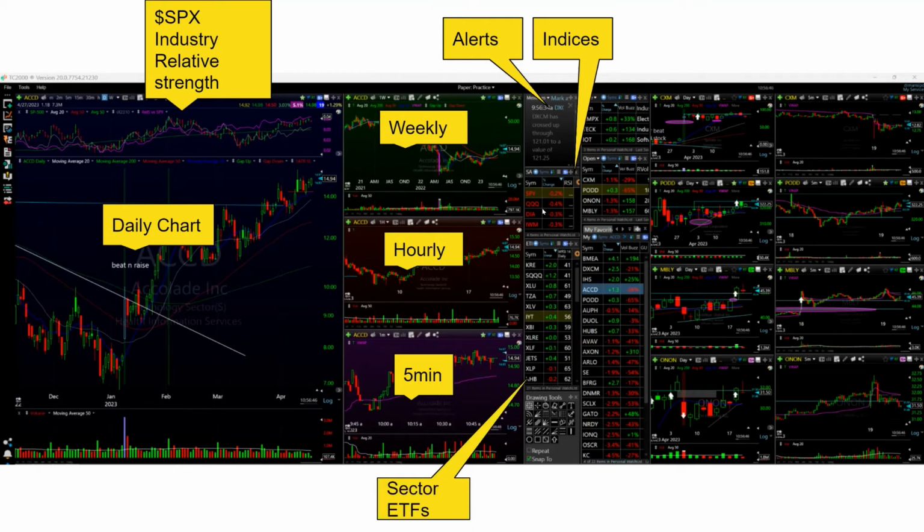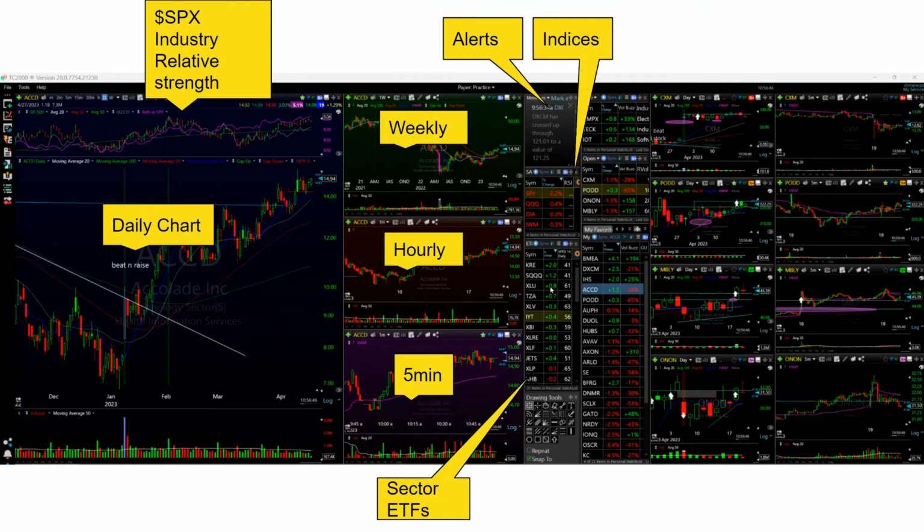Now, below the indices is a list of the sectors. And this just gives me a more drilled down view of what the indices are doing. Sometimes what happens is that the broader markets would just be going down, but a few sectors are really standing out and catching a bid. So in that case, I get to see what's moving and what's not.